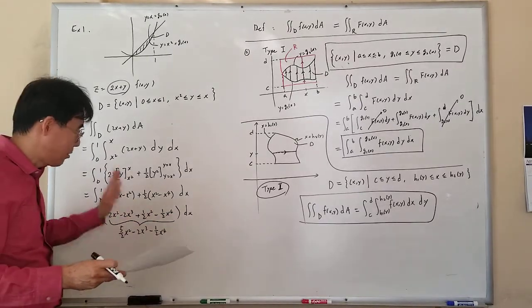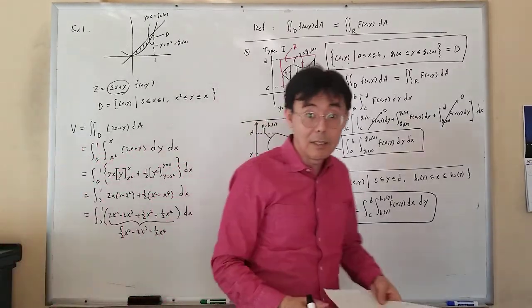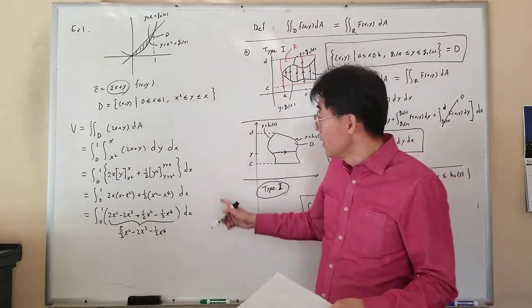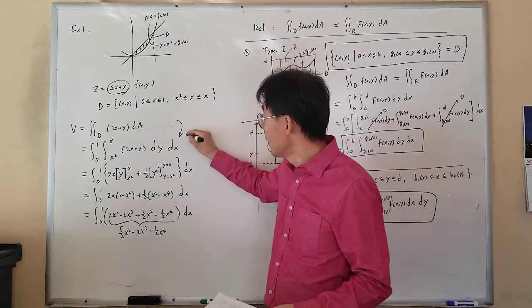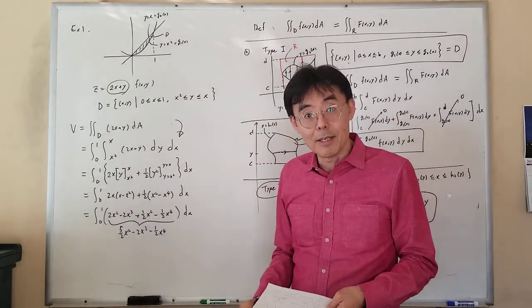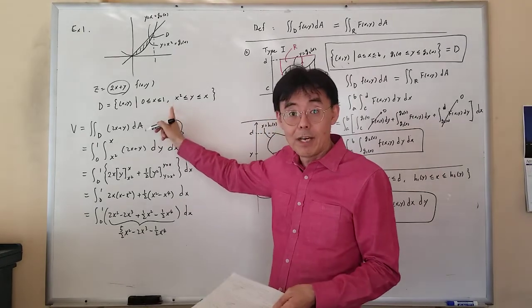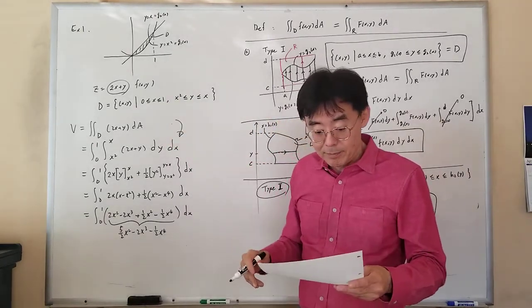The rest of the calculation is tedious and easy. You can look at the lecture notes. The most important thing is this setup. Setting up correctly, using the fact that the domain is type 1.